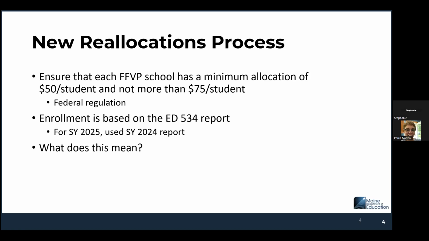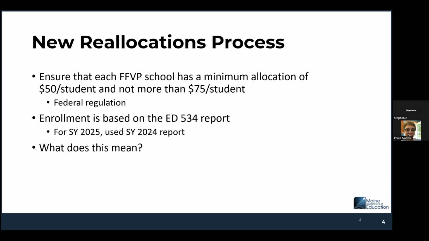So how we figure out the maximum and minimum allocation is we take the $50 per student, multiply that by enrollment, and then do the same thing for $75 times enrollment, because that's the maximum that the school can have. The enrollment is based on the ED 534 report. This is the report that I use for allocations each year.